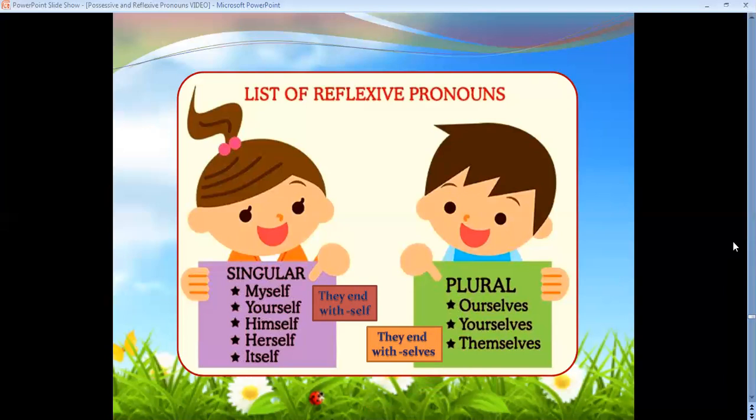And guys, please do me a favor. You need to study all the pronouns, okay? The possessive adjectives, the possessive pronouns, and the reflexive pronouns.